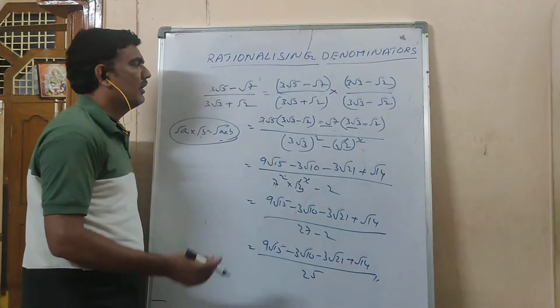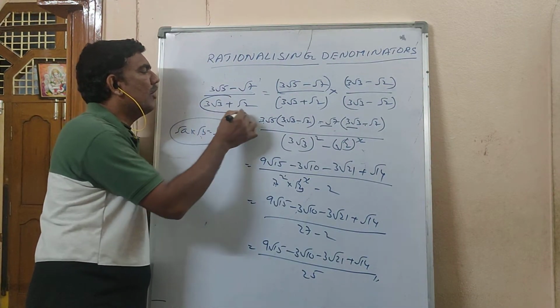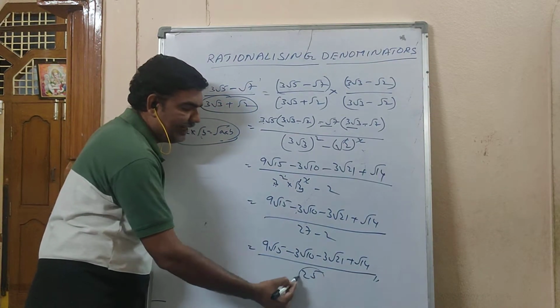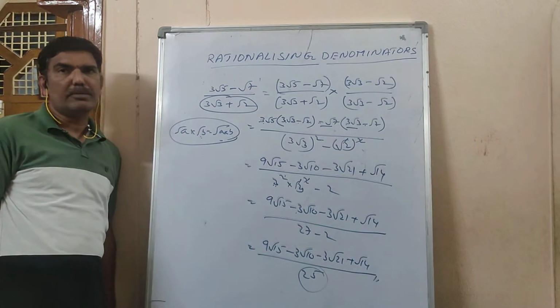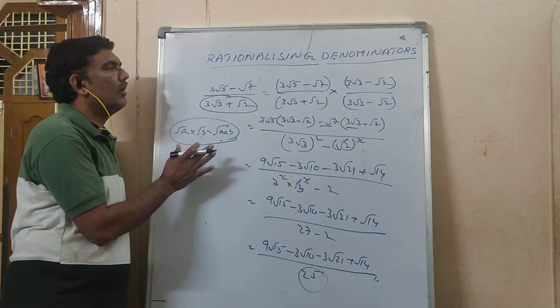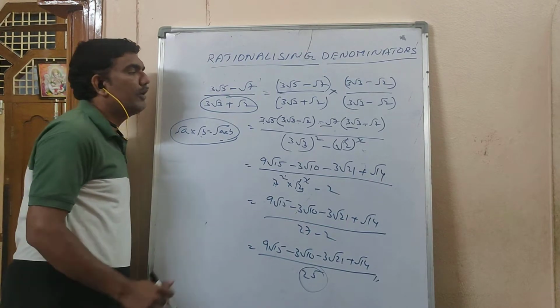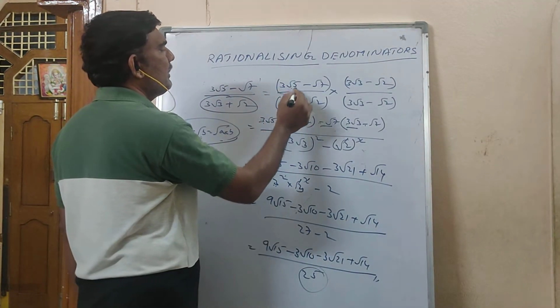In the question, in the denominator you have an irrational number. In the answer, in the denominator you have a rational number. This problem is called rationalizing the denominator. So now what you have to do is multiplication, sir.